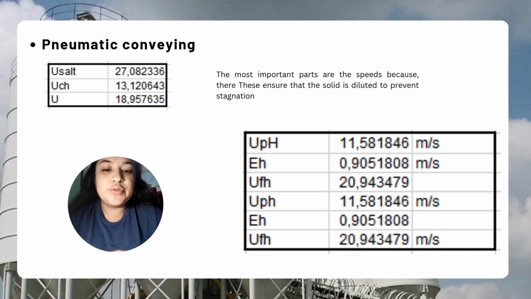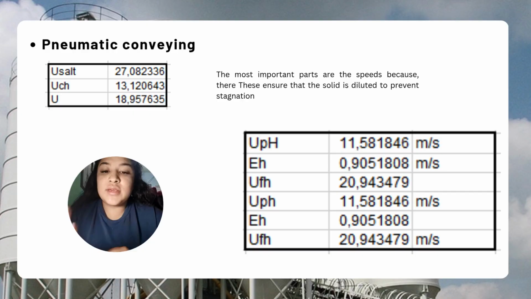When we talk about pneumatic conveying, we need some data to identify the losses in our piping system and how we can mitigate them. To do this, we need to find the settling velocity, which is 27.1, and the saltation velocity, which is 13.1. These values will help us determine the fluidity of our solid and whether it should be diluted or not.